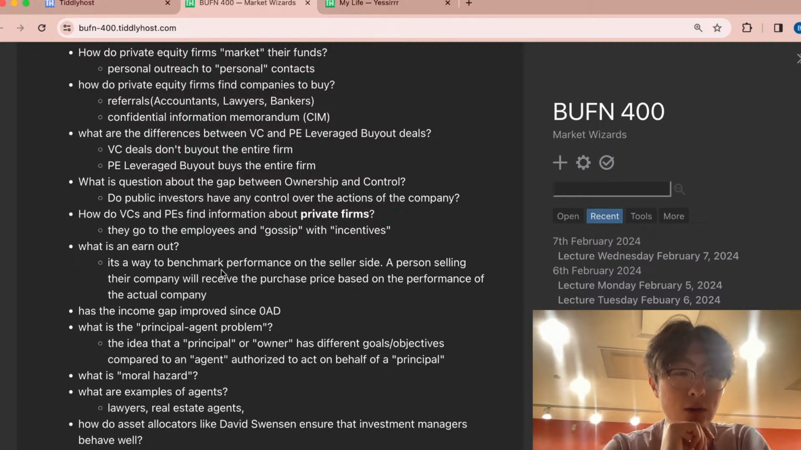Now, the question about the gap between ownership and control is something we talked about regarding public companies today. The way these public companies are structured, you have common shareholders, who you can think of as the owners of the company. These are the people who have individual shares, or maybe multiple shares, of the business. They're the owners of the firm. And then you also have the board of directors and possibly the executive team.